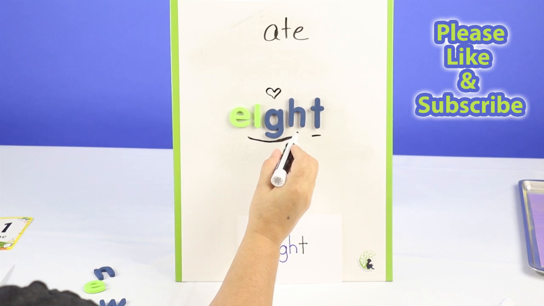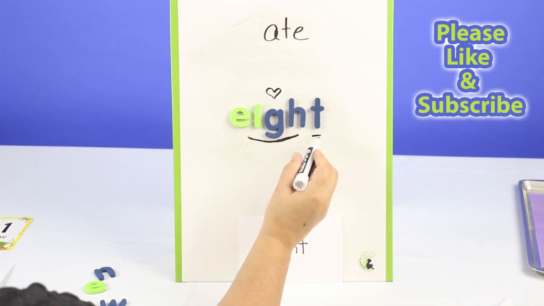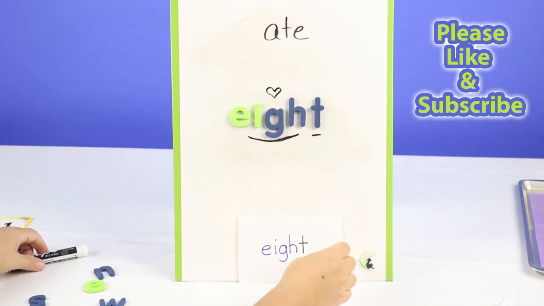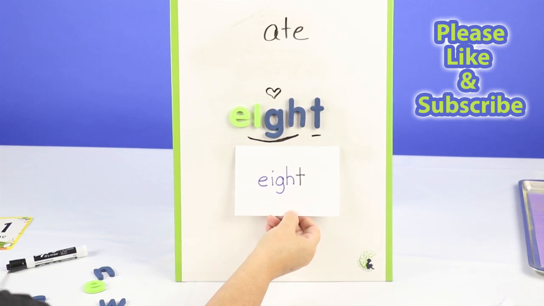E-I-G-H makes the A sound in 8. A, T. That's a lot of letters to make one sound. The number 8. E-I-G-H-T. 8.